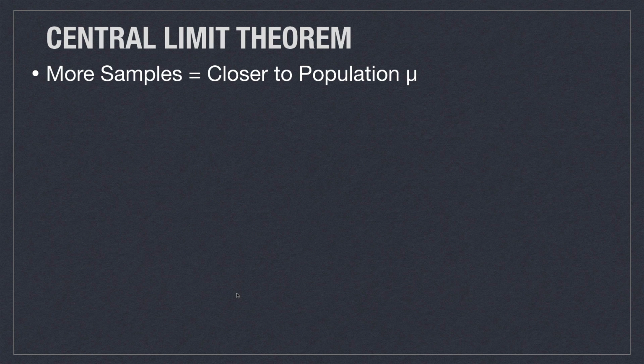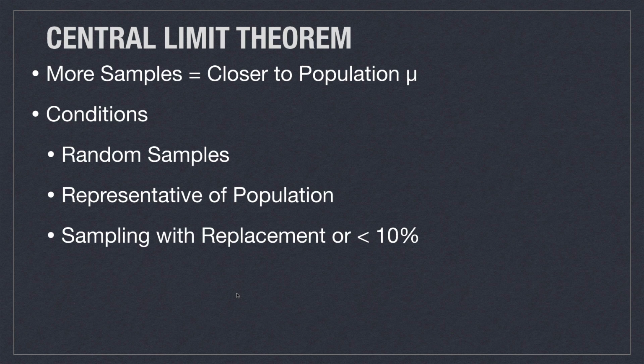Now I want to briefly talk about sampling. Whenever we are gathering samples, it is important to follow the central limit theorem. Now the conditions of it are that samples must be random, the samples must be representative of the population, and that you use sampling with replacement, or that you sample less than 10% of the total population.